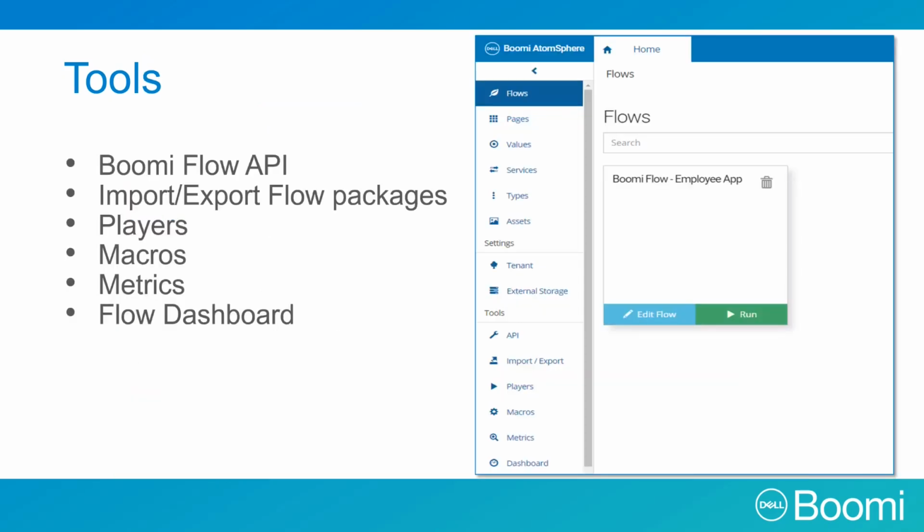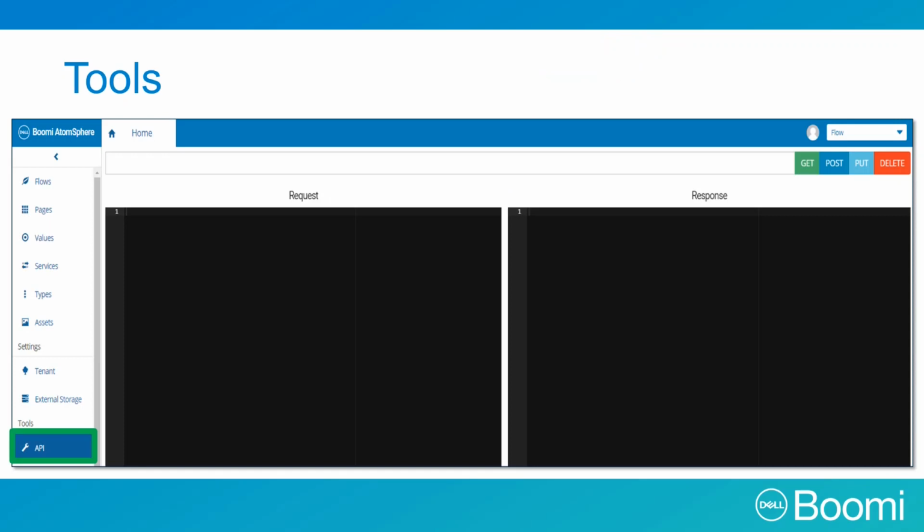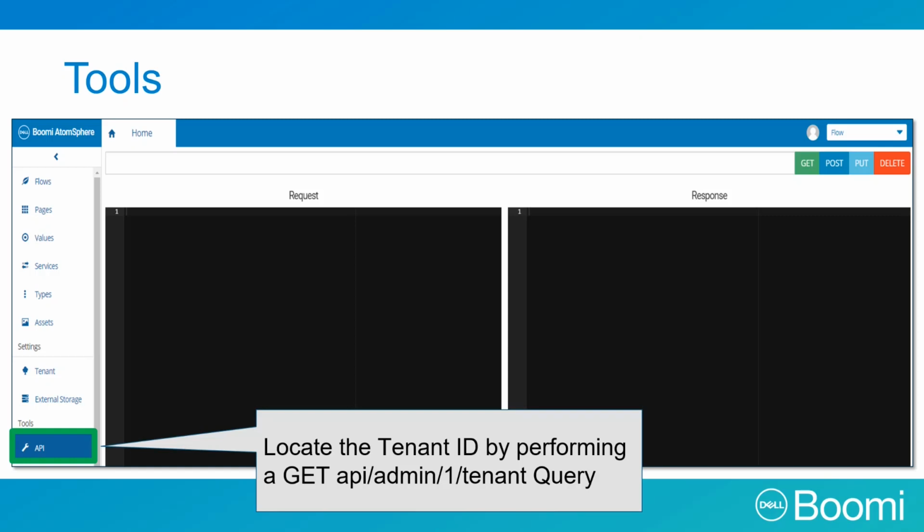The third section is the Tools section. This section provides access to the BoomiFlow API, import-export flow packages, players, macros, metrics, and the flow dashboard. Access to the BoomiFlow API is opened by clicking on the API icon. The abbreviation API stands for Application Programming Interface. The API is a software library or protocol that facilitates interaction between different software or services. The API tool can also be used to perform actions like locating the tenant ID by performing a GET API /admin/1/tenant query.